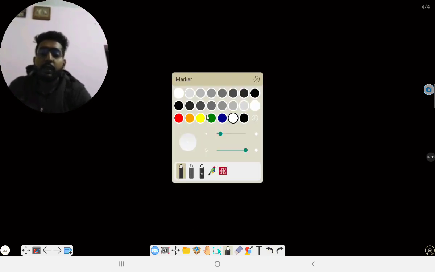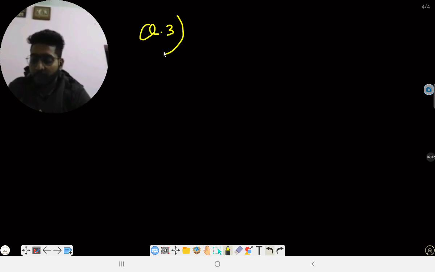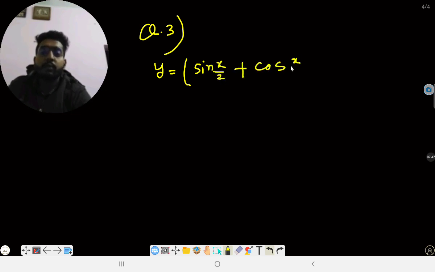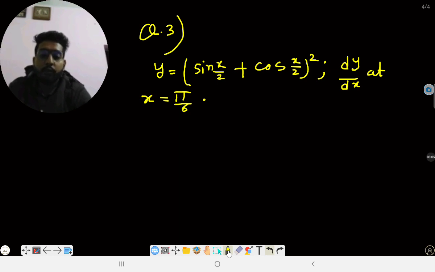Now question number 3. Okay, now step by step we'll raise our level. So look at question number 3. What is given here? It is given y equals sine x by 2 plus cos x by 2 whole square. We have to find dy/dx at the point x equals pi by 6. Now how to solve this one?